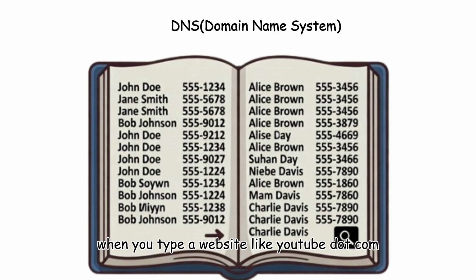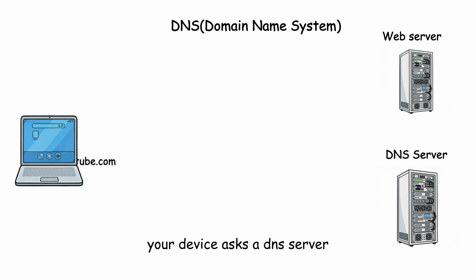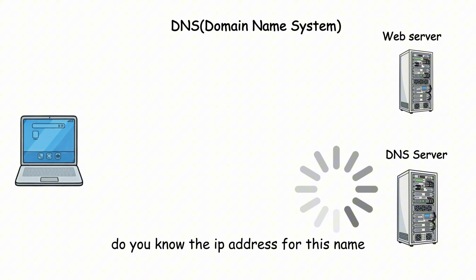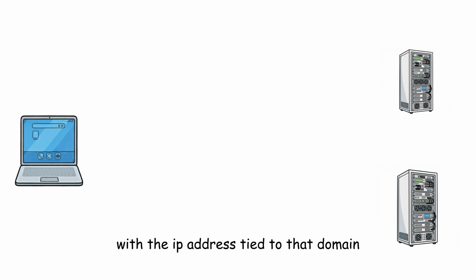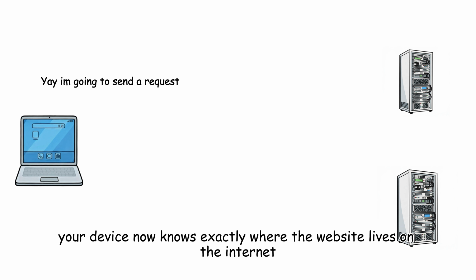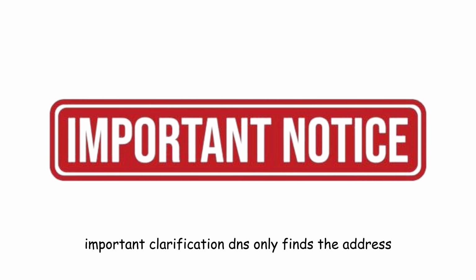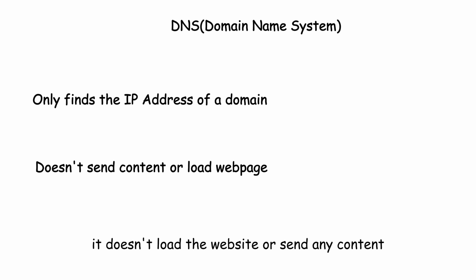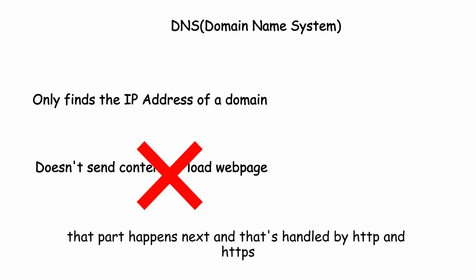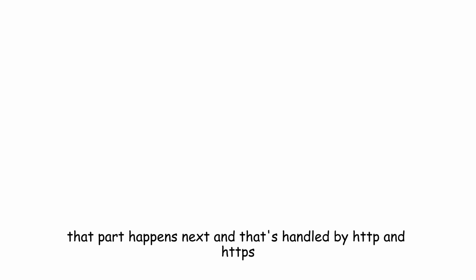When you type a website like youtube.com, your device asks a DNS server, "Do you know the IP address for this name?" The DNS server looks it up and responds with the IP address tied to that domain. Your device now knows exactly where the website lives on the internet. Important clarification: DNS only finds the address. It doesn't load the website or send any content. That part happens next, and that's handled by HTTP and HTTPS.